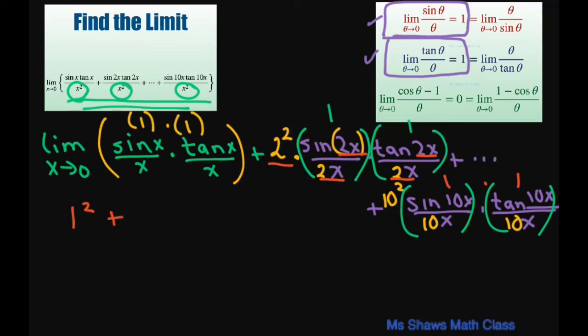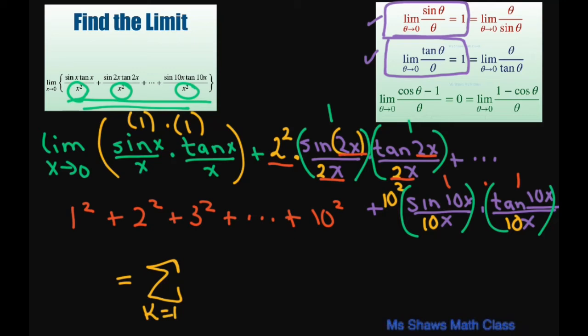Plus, then you'd have 2 squared. The next one would be 3 squared, and we have 10 terms here, so you go all the way down to 10 squared. And this is equal to the sum from k equals 1 to 10 of k squared.